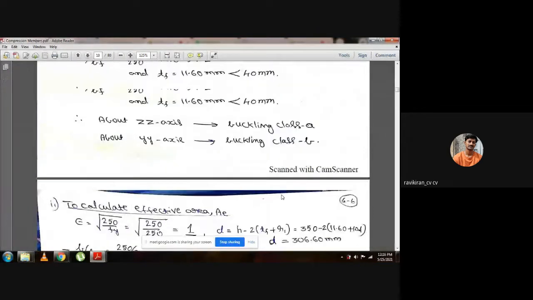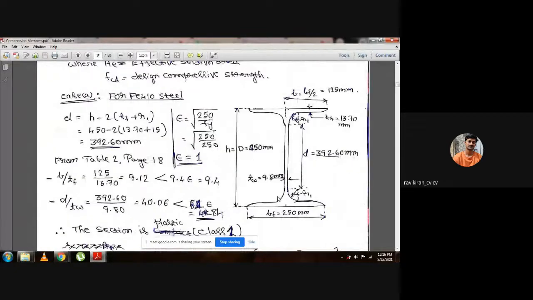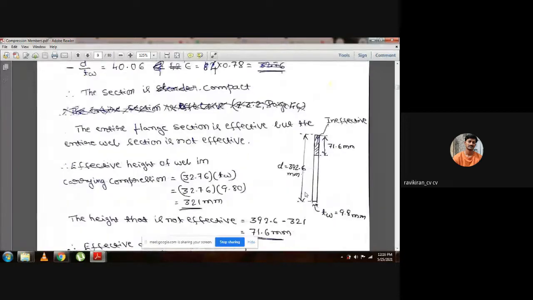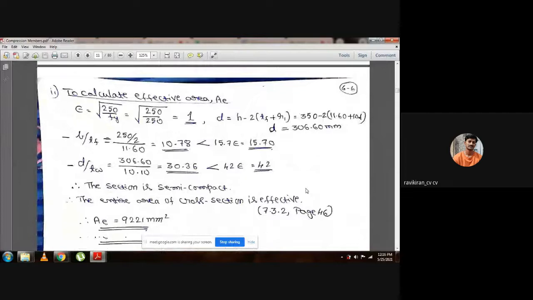If you want to see this, I'll go back to the picture and show you again. See, if it is an I section, this is the flange and this is the root. You should deduct flange thickness and root radius, then you will get this effective depth D. Yes, effective depth D is 306.6 millimeter.